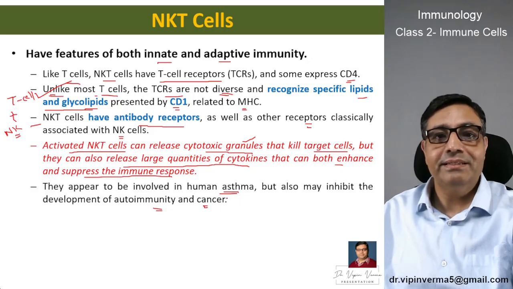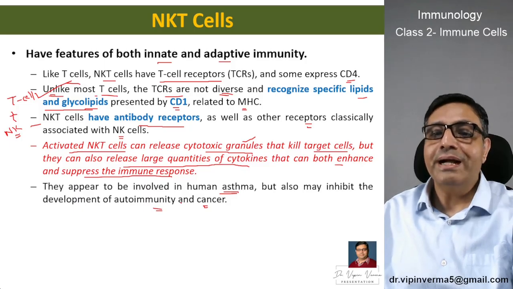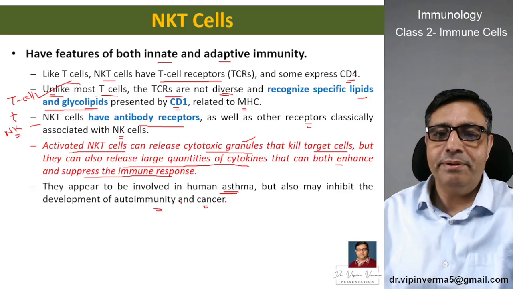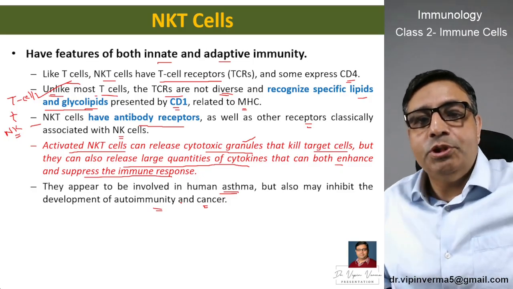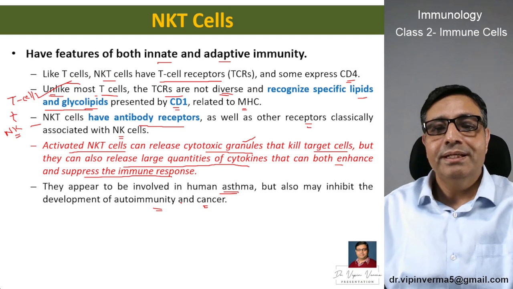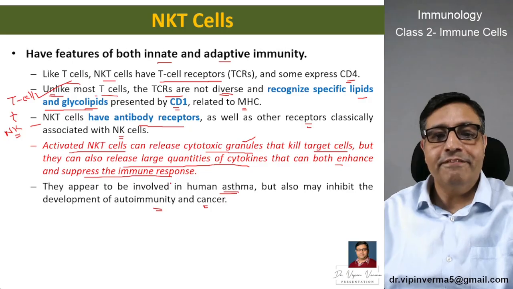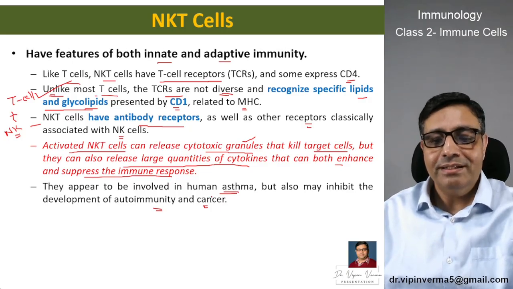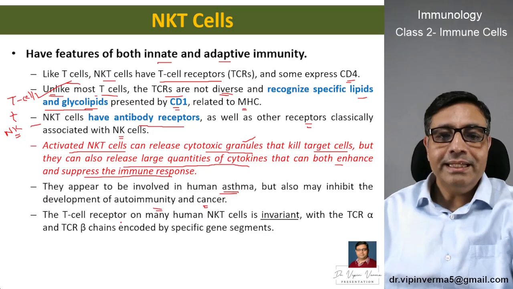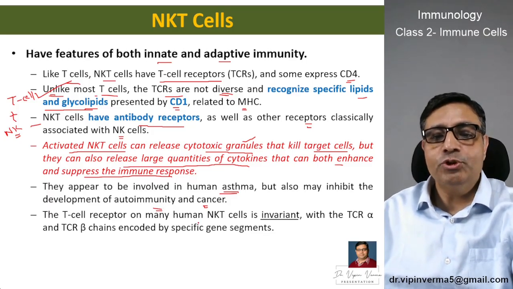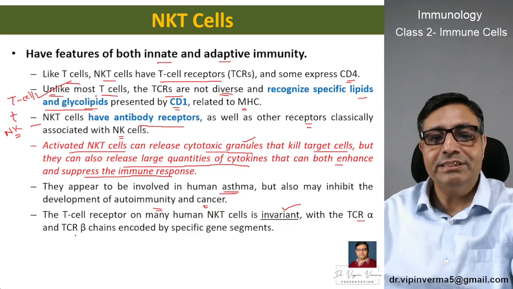So on one side, their degranulation is causing a kind of disease, or a kind of response, I would say, maybe a transient response due to some dust or some pollens. So it is giving asthma kind of symptoms, but they may also inhibit the development of autoimmunity and cancer. The T cell receptor on many human natural killer T cells is invariant. They don't vary much, with the TCR alpha and TCR beta chains encoded by specific gene segments.